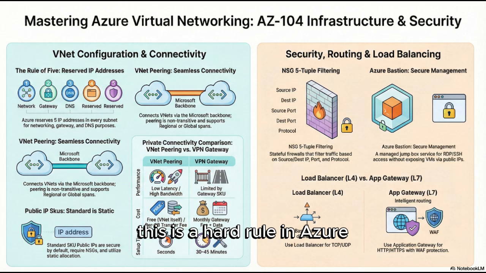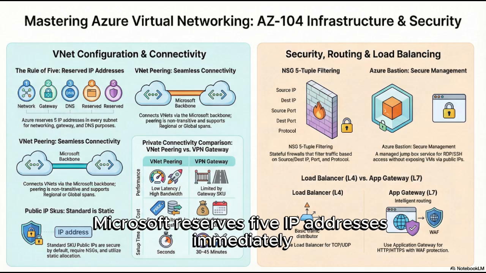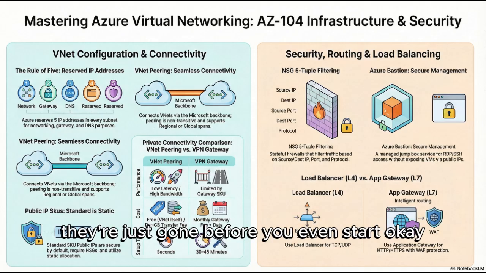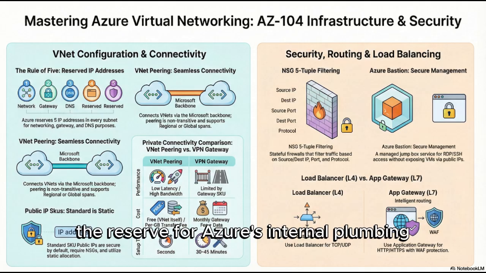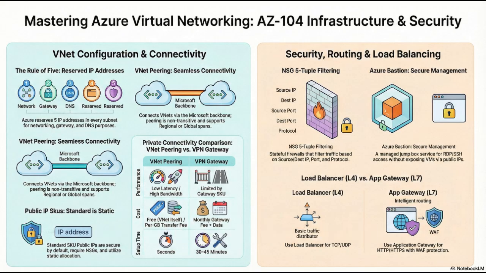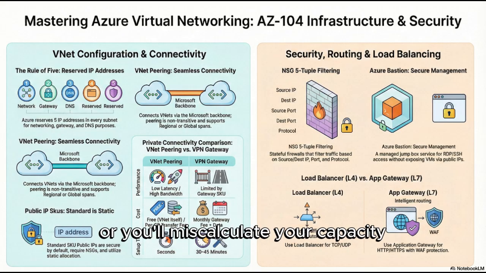This is a hard rule in Azure, and it trips people up constantly. Every single subnet you create, Microsoft reserves 5 IP addresses immediately. They're just gone before you even start. Okay, so where do they go? They're reserved for Azure's internal plumbing. And you need to know which ones, or you'll miscalculate your capacity.